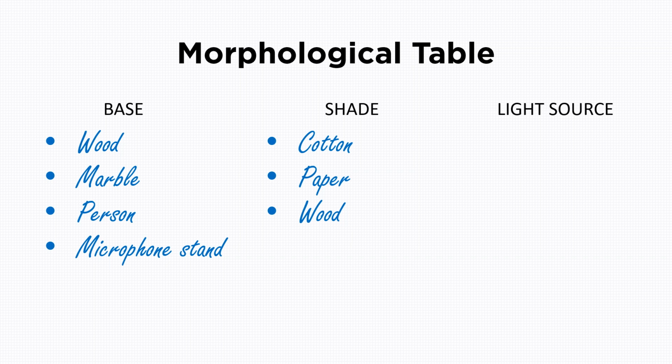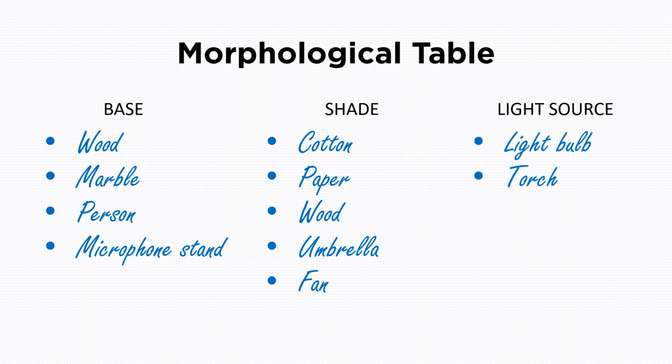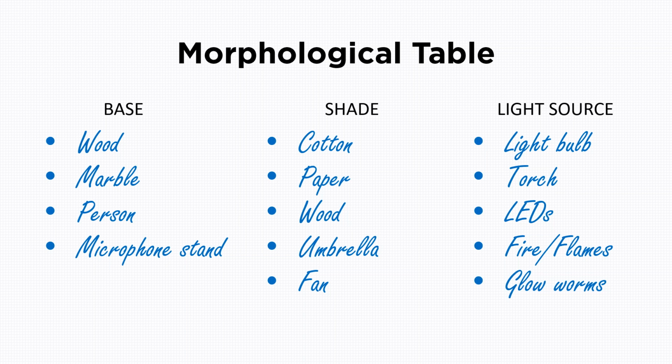Wood could be a really interesting shade, particularly using laser cutting techniques. Or what about an umbrella? Now, light source, that's when sometimes people can get the most creative. So we started off going, what about if we use a light bulb, a torch, LEDs? I like LEDs because you can change both the color temperature, or even, for example, you could use it to make it go lighter or darker. So there's a lot of things you can do with LEDs. You could use fire or flames, or even something crazy like glowworms.